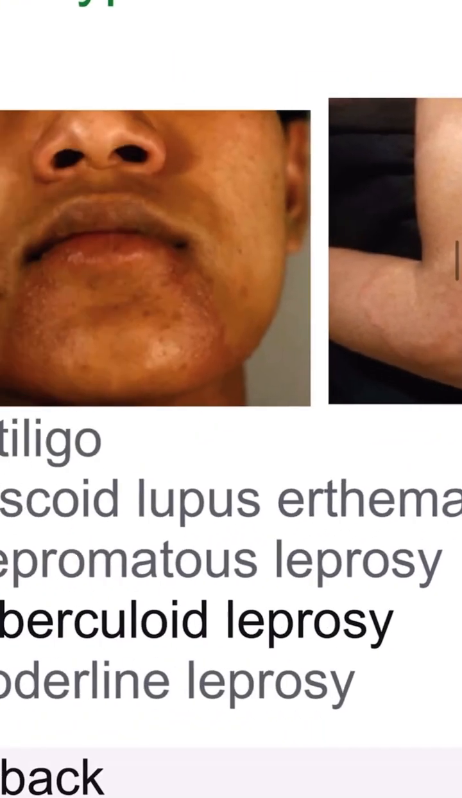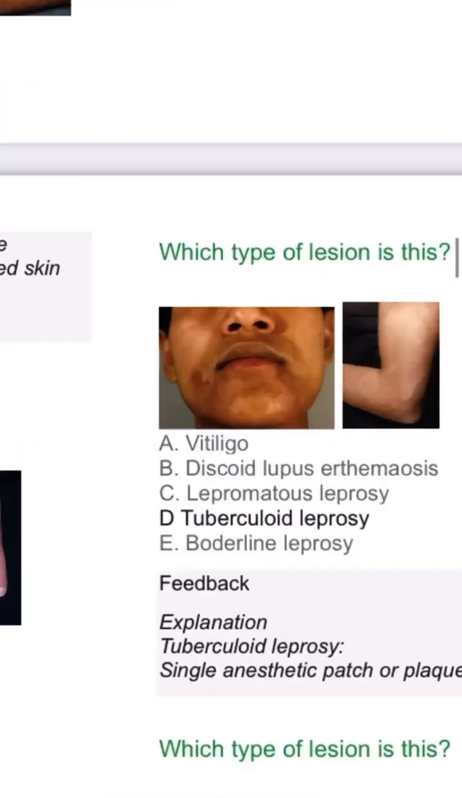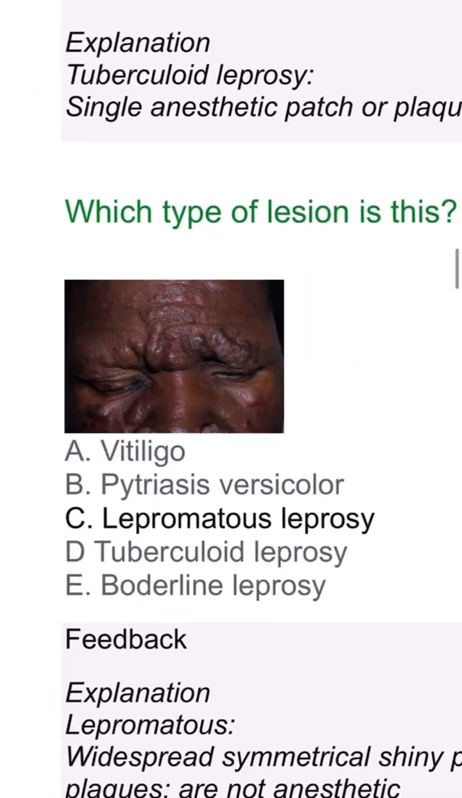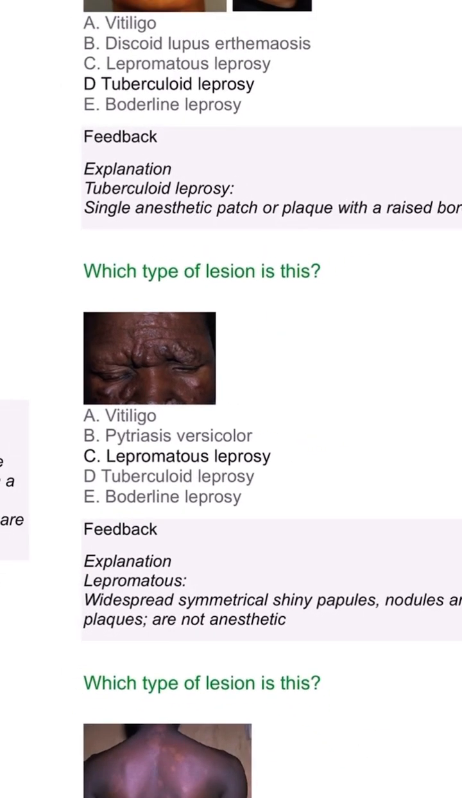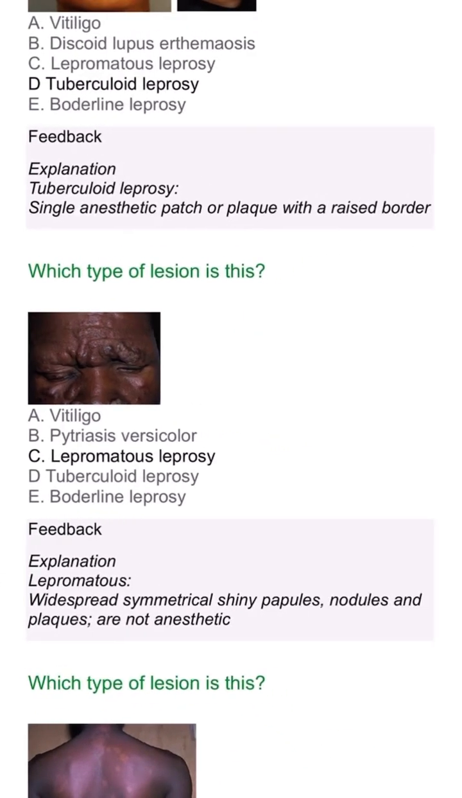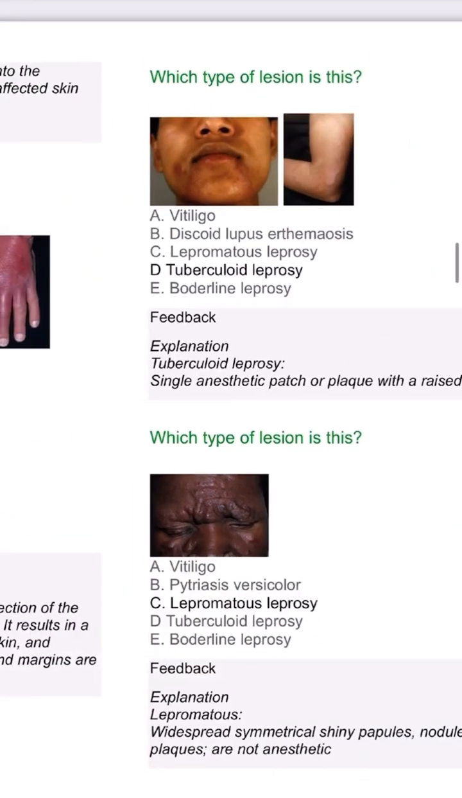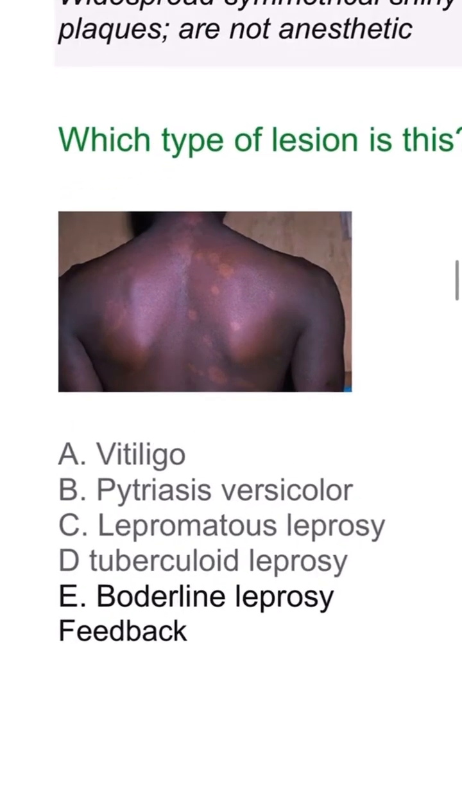Okay, which type of lesion is this? You can see raised borders. So this is tuberculoid leprosy. Okay, a single anesthetic patch or plaque with a raised border. So tuberculoid leprosy. Which type of lesion is this? Lepromatous leprosy. Okay, widespread, symmetrical, shiny papules, nodules, and plaques that are not anesthetic. Okay, tuberculoid leprosy has a single anesthetic patch, but lepromatous leprosy is not anesthetic.